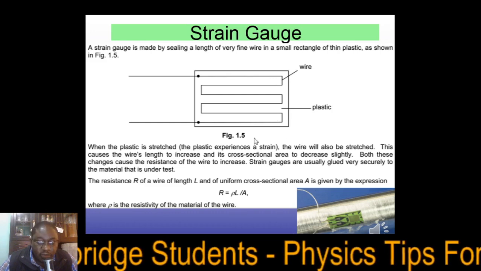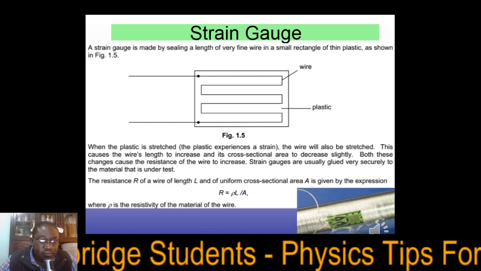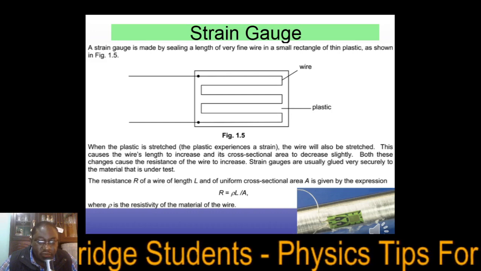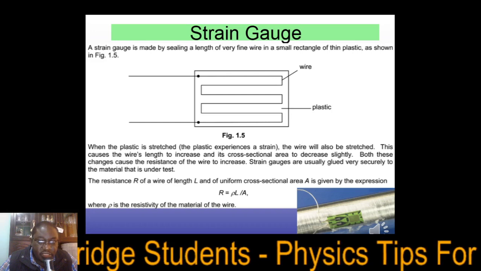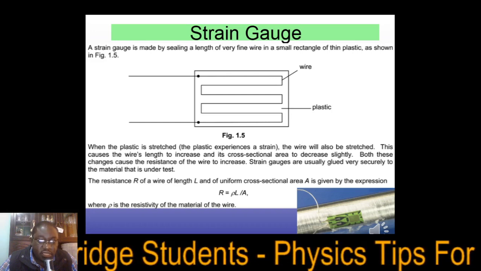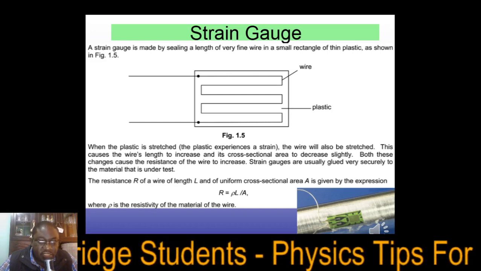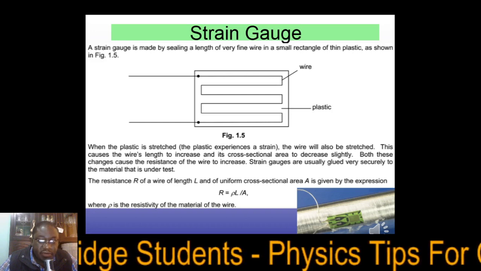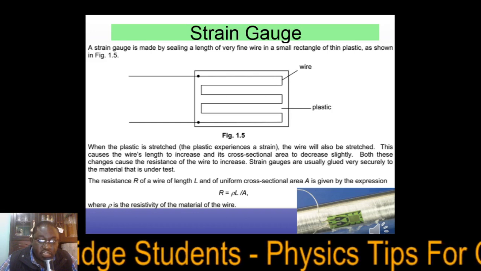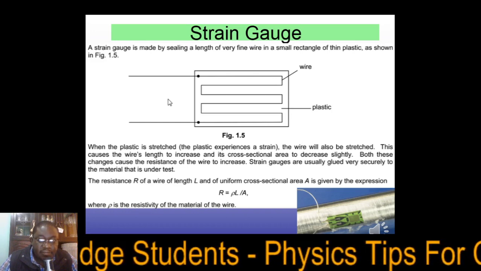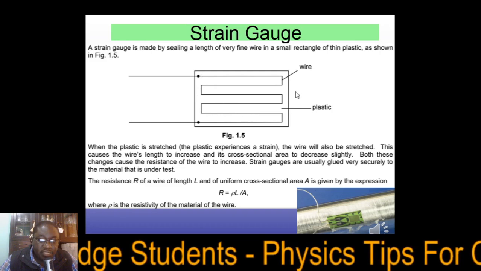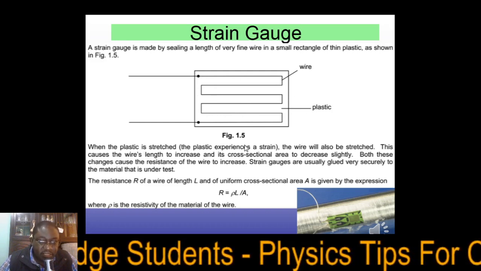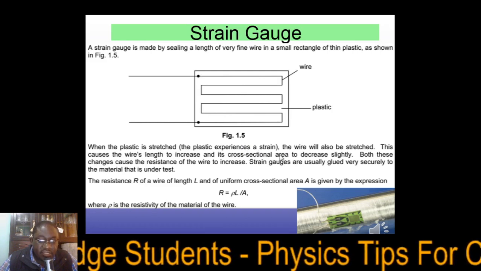Then we're going to talk about the strain gauge. Now, in a strain gauge, we are looking at deformation of the wire, whether we stretch it. If we stretch it, then there's a PD that is generated. So it is made by sealing a length of fine wire in a small rectangular thin plastic, as shown. So that's the plastic, and then we've got the wire in there. So when the plastic is stretched, there is a strain that is created.